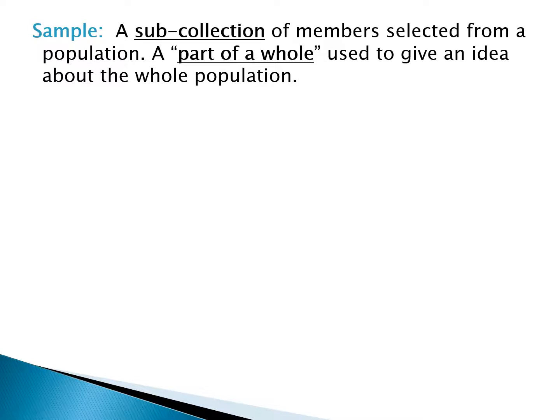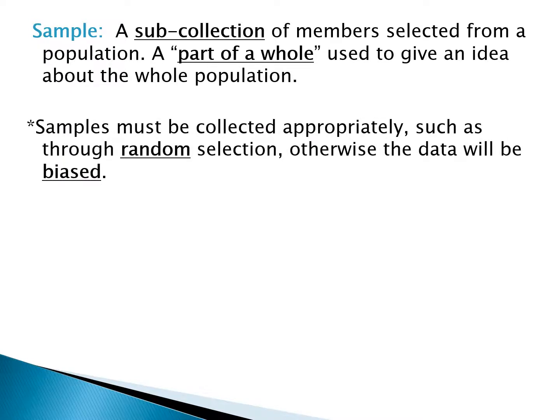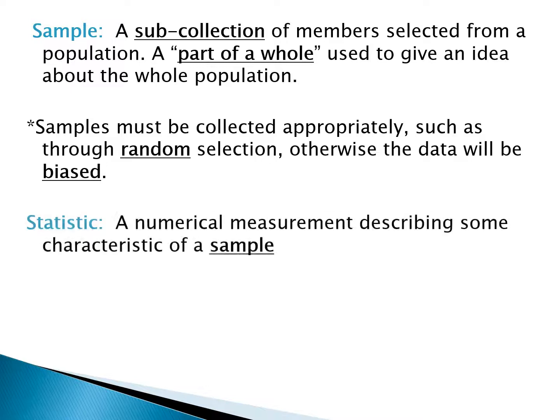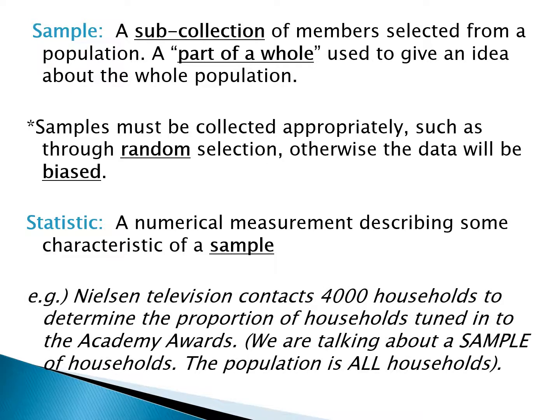Now this next slide is about a sample, and a sample is a sub-collection of members of a population. In other words, it's just a part of the whole. Population is everyone, a sample is just a part of a population. Anytime we collect a sample, we want to make sure we do it appropriately. Most importantly, we want to make sure our sample is collected randomly to avoid any biases that might arise. Okay, when we get a number associated with a sample, that's called a statistic instead of a parameter, which is what it was called on the last slide when it was associated with everyone, with a population.